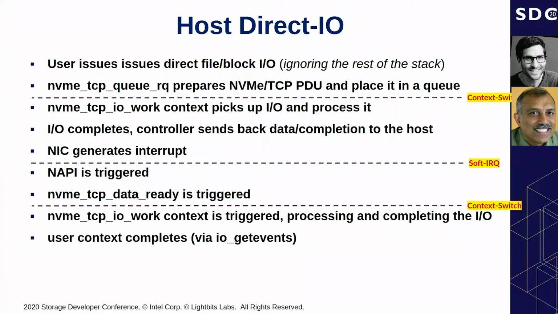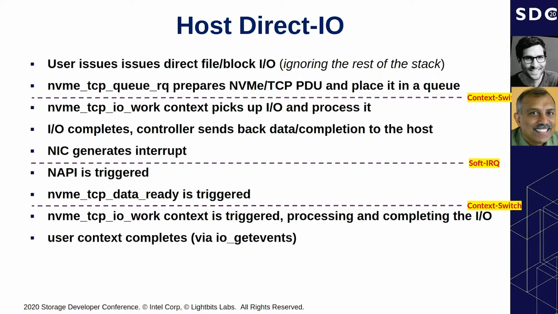Now we'll focus on these three parts along other things. We have an inherent two context switches. The first one is that when we get the queuing callback in NVMe TCP queue request, we prepare the PDU, but we fire off the IO context, the IO thread, to actually send it down to the network, which is needed because of this serialization.